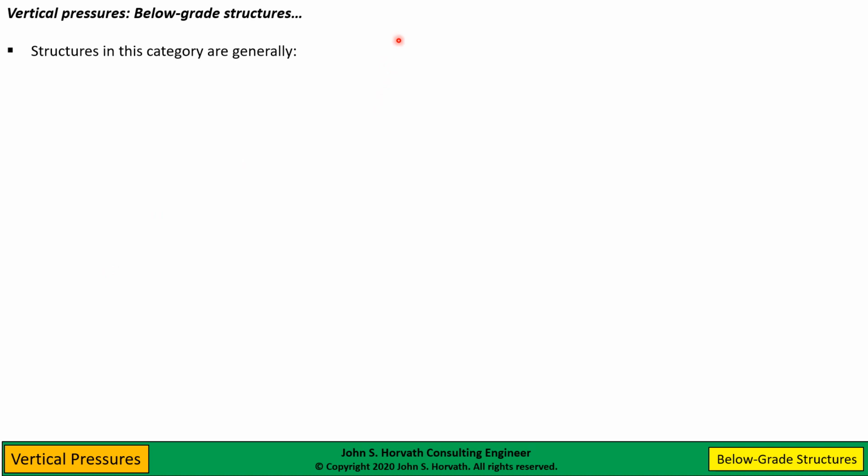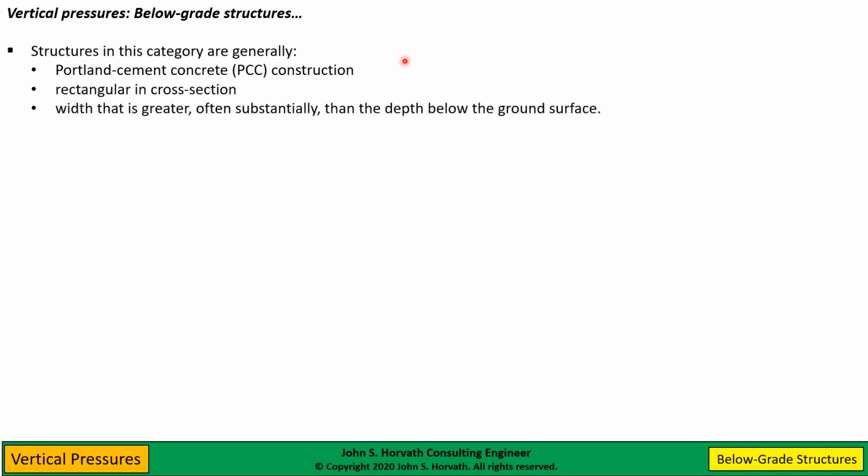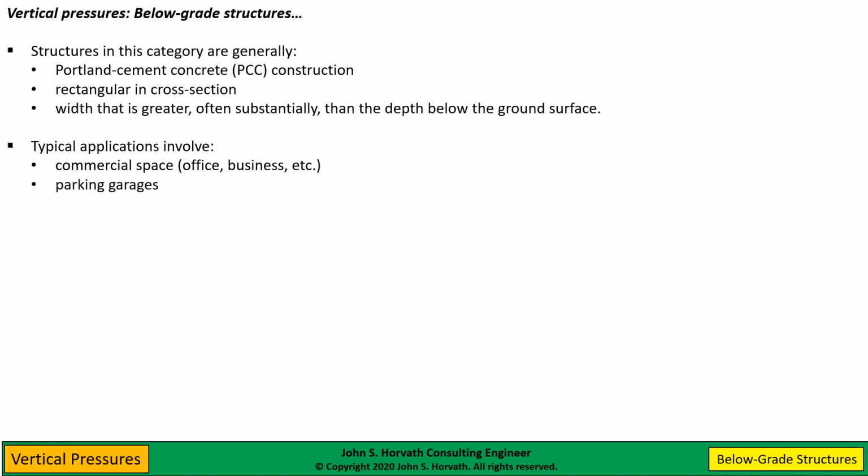Structures in this category are generally constructed of Portland cement concrete, are rectangular in cross-section, and have a width that is greater, often substantially, than the depth below the ground surface. So we're talking here about relatively shallow structures. Typical applications involve commercial space for office or business, parking garages, and cut and cover tunnels.